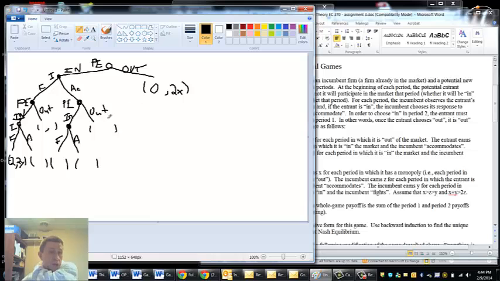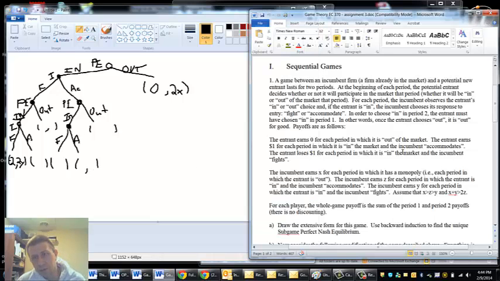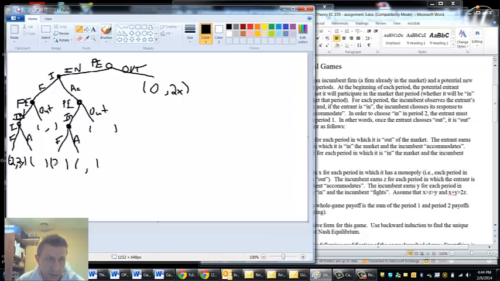Now there's one other option where it's the exact same each time, and that's where it goes in, accommodate, in, accommodate. So in accommodate, what happens to the potential entrant? They earn $1 for being in each period when the incumbent accommodates. So they'll earn $1 in each period, so they'll earn $2.